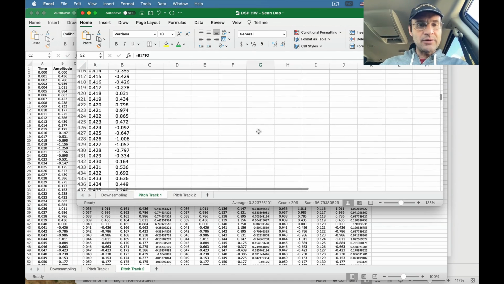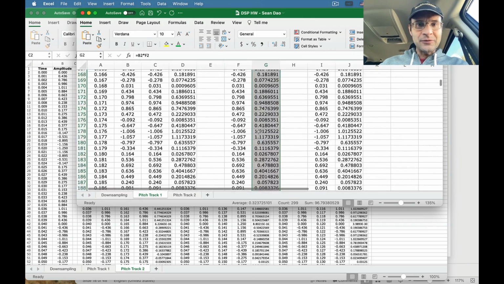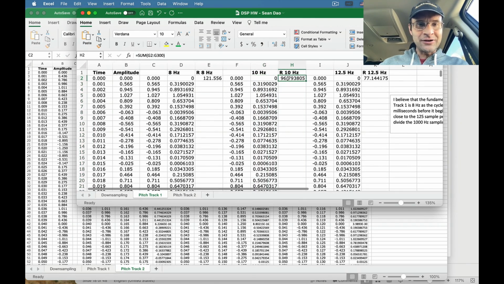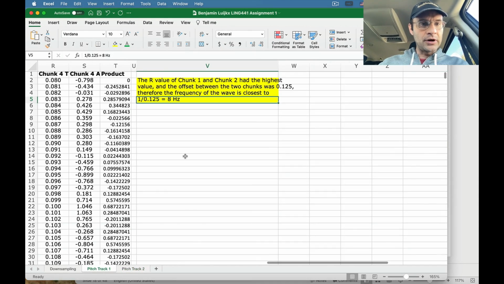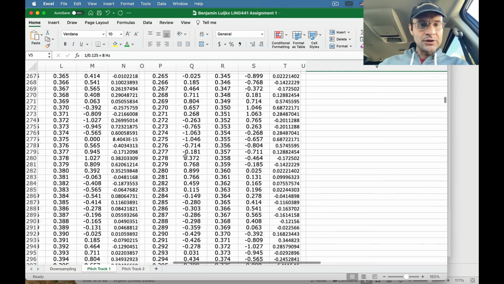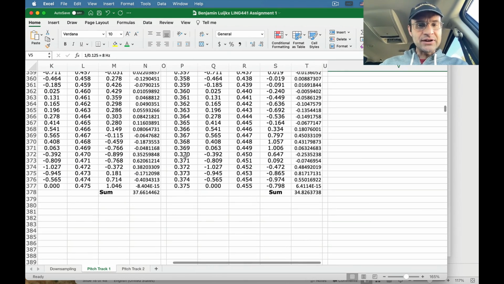So for that reason, he wound up getting, where are his R values here? So here are his R values. And for this reason, in this particular case, he gets slightly bigger R values for 10 hertz and 12.5 hertz. He still gets the same answer.